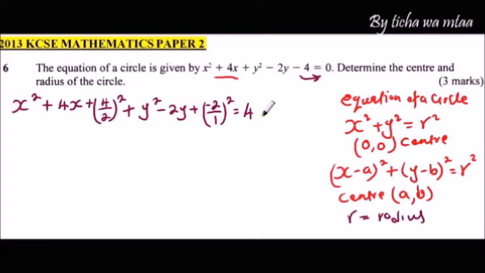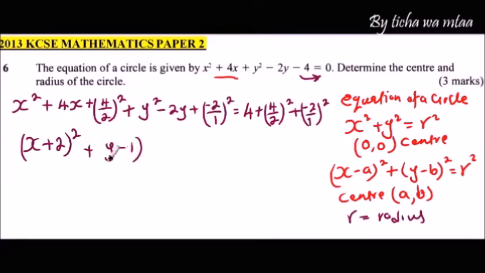Now, because here we have added (4 over 2) squared, we also do the same to the other side, (4 over 2) squared, and we also add what we have added here, (minus 2 over 2) squared. That is to balance both sides, because here we have added this, we also do the same to the other side. So this will give us (x plus 2) squared, when you divide 4 by 2, you get 2. That is a perfect square for this expression. Then plus (y minus 1) squared. If you expand that, you will get that quadratic expression, and this is equal to 4 plus 4, that is 8, plus 1, so this is 9.